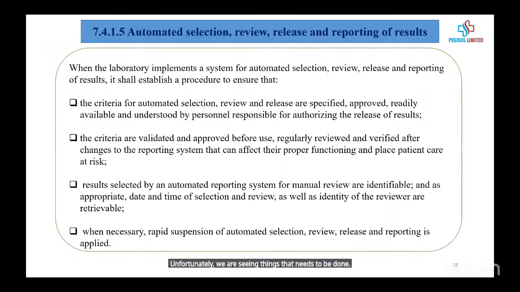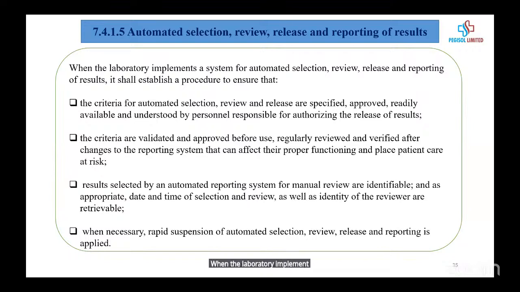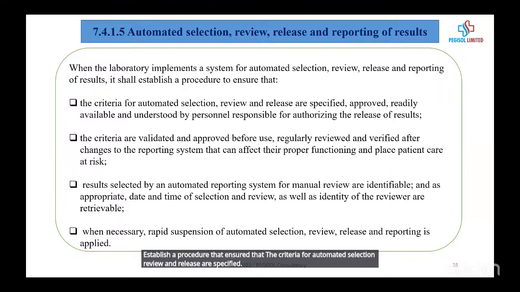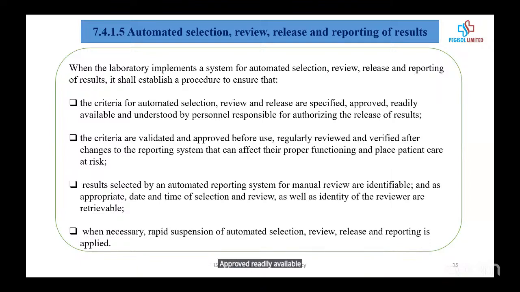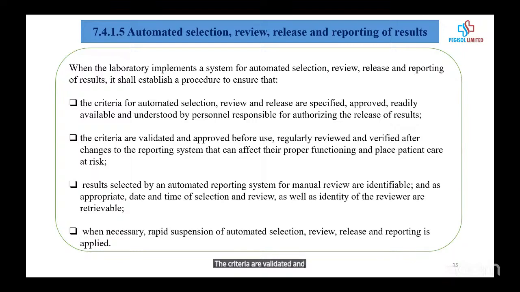Now, for automated selection, review, release and reporting of results: when the laboratory implements a system for automated selection, review, release, and reporting of results, it shall establish a procedure that ensures that the criteria for automated selection, review and release are specified, approved, readily available, and understood by personnel responsible for authorizing the release of the result. The criteria are validated and approved before use, regularly reviewed and verified after changes to the reporting system that can affect their proper function and place patient care at risk.